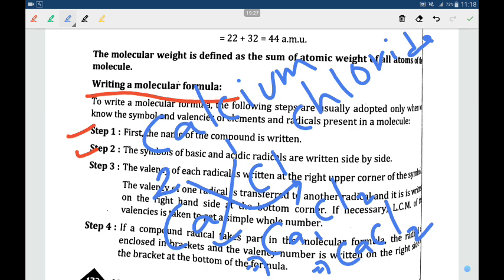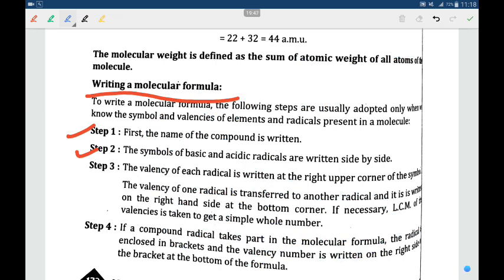To be smart in writing molecular formula, you must read the valency chart. In the previous lesson, we discussed monovalent, bivalent, trivalent, tetravalent. Could you remember? Monovalent means valency 1. Bivalent means valency 2, trivalent valency 3, tetravalent valency 4.